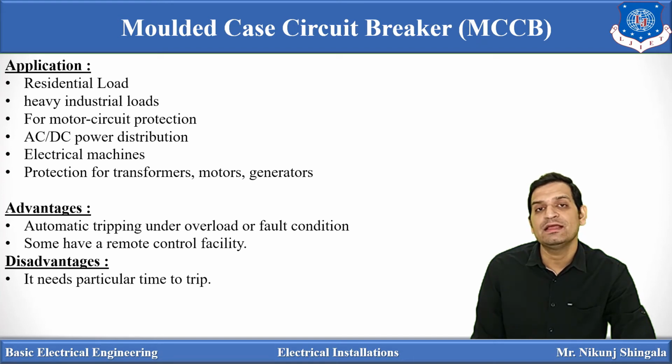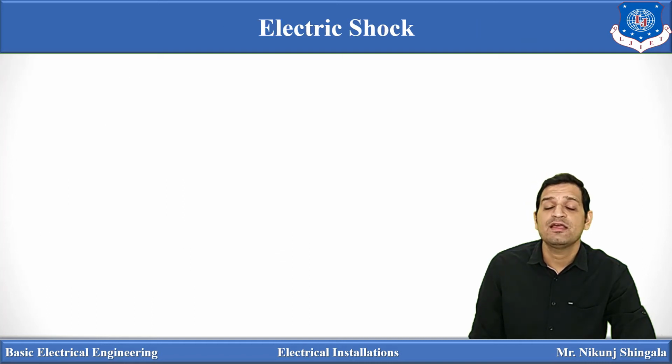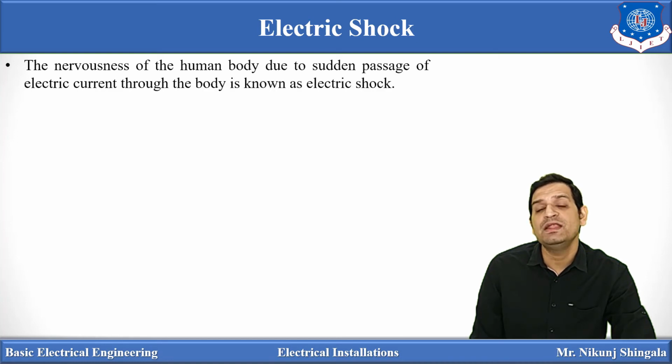So these are the disadvantages, advantages and applications of MCCB. Now moving towards the final one, final safety device, that is the earth leakage circuit breaker. But before that, let us understand what is electrical shock. Basically ELCB is used to protect the human bodies from the electrical shock. So basically electrical shock can be defined as a nervous reaction of human body due to sudden application of electric current through the body.